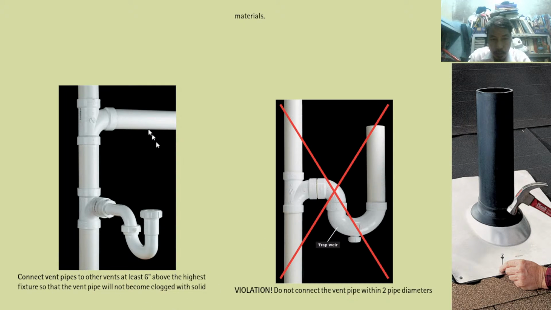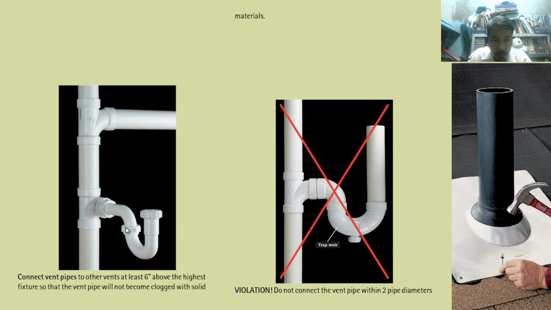Now on the left side of your screen, connect vent pipes to other vents at least 6 inches above the highest fixture, so that the vent pipe will not become clogged with solid. So 6 inches, vent pipes to other vents. This is the vent, this is the branch vent. So connect it at least 6 inches above. This is supposed to be connected to the lavatory.